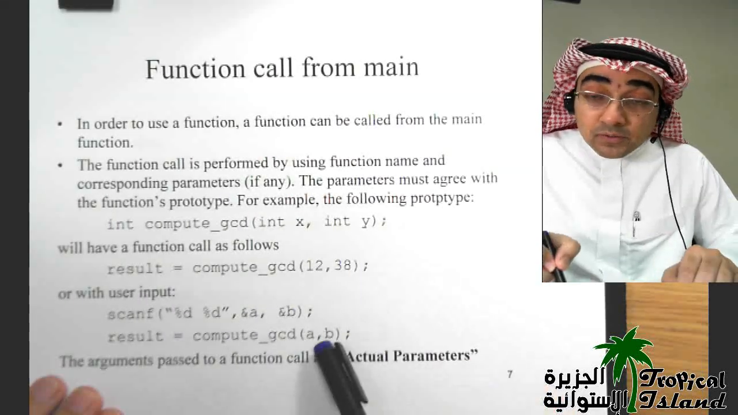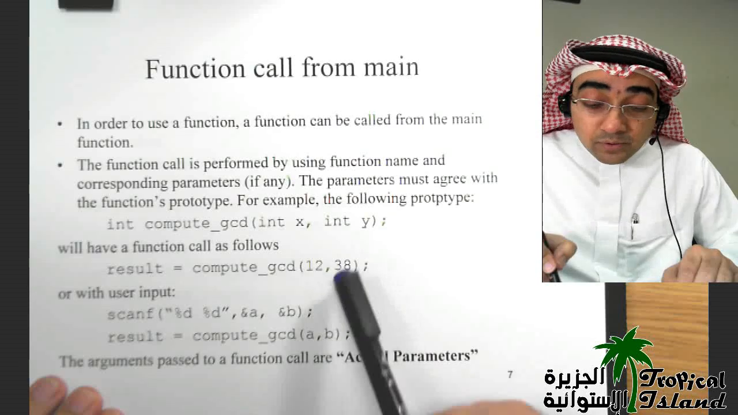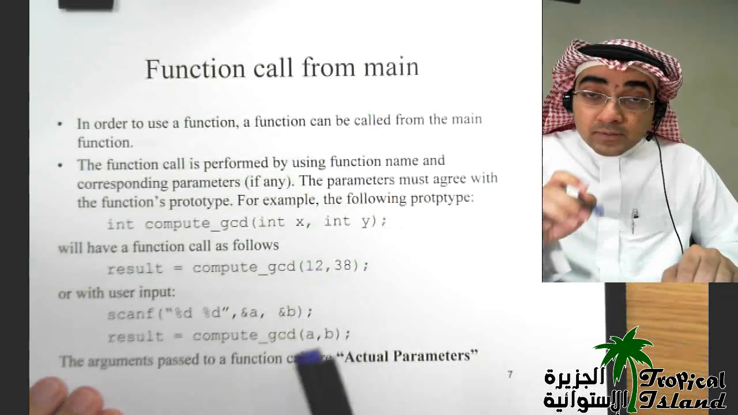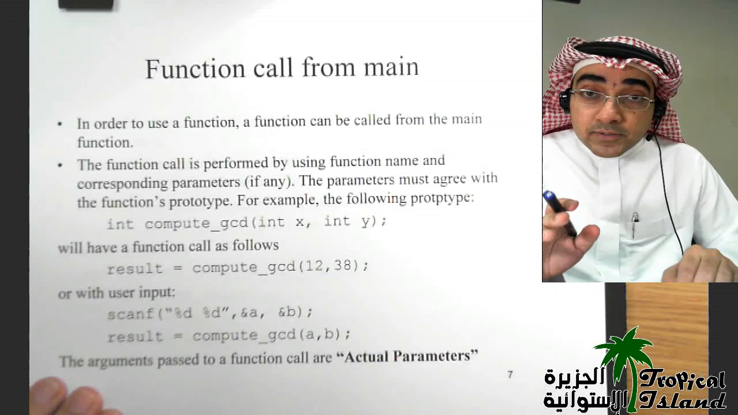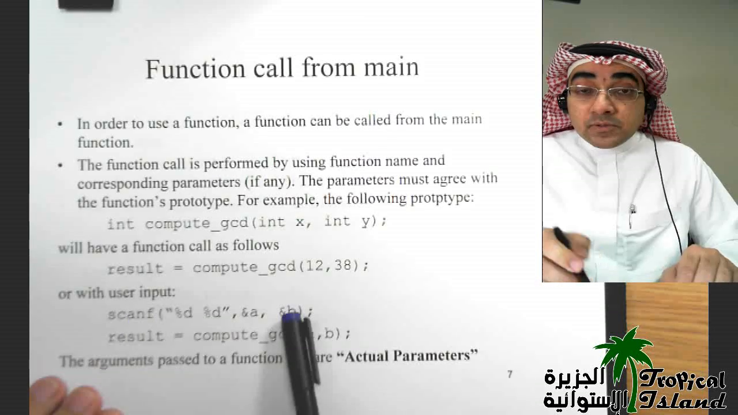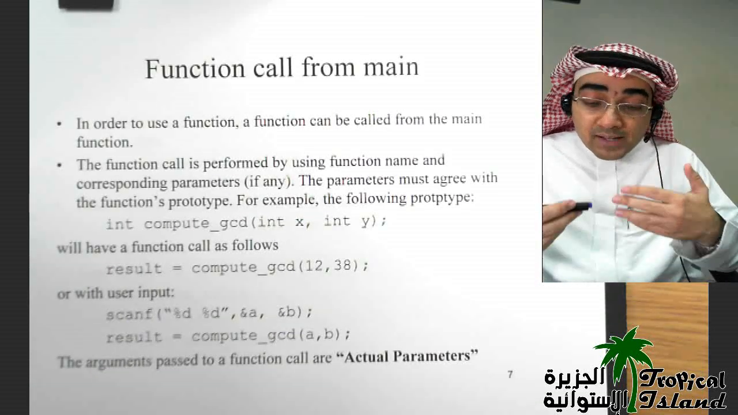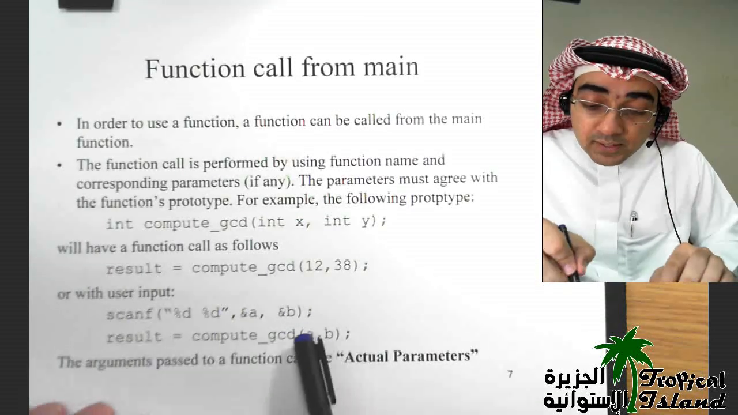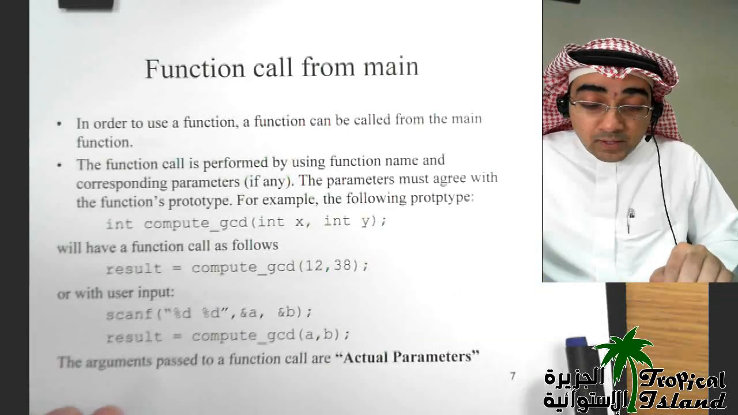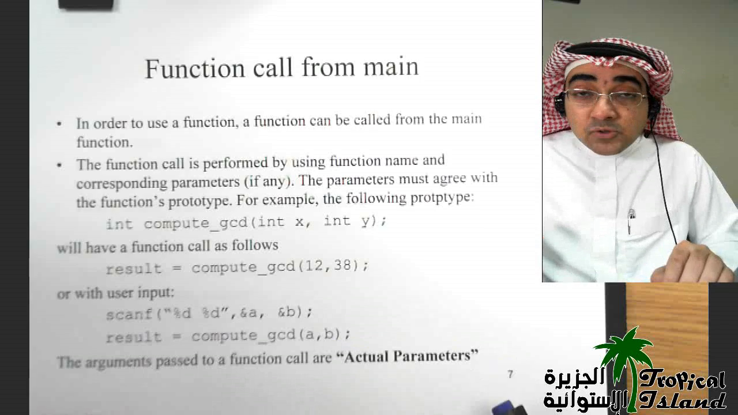So you can pass a constant or you can pass variables. Okay, both of them are allowable. If you pass a constant value, your program will become static. You cannot change it. But if you pass variables and you read them from the user, then your program becomes dynamic and interactive, and you can take the inputs and pass different inputs to compute GCD. Okay, these are called the actual parameters.